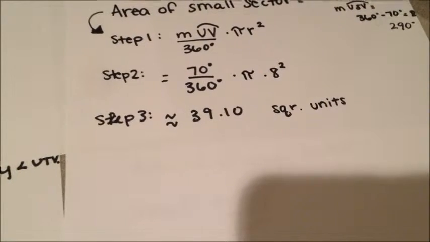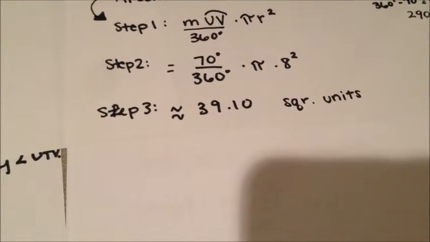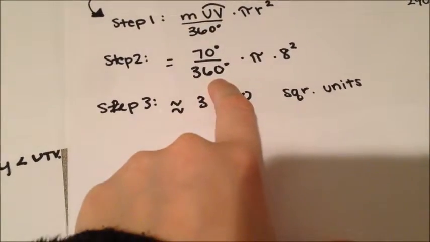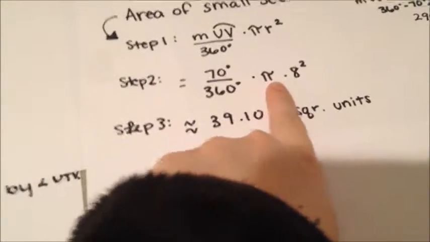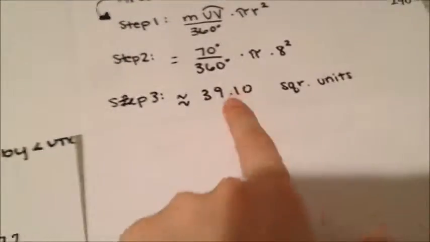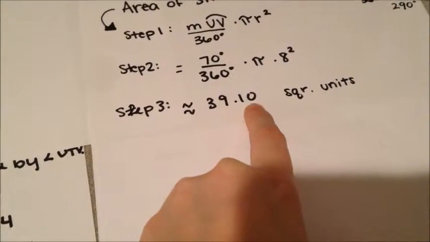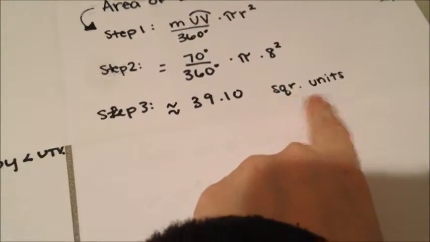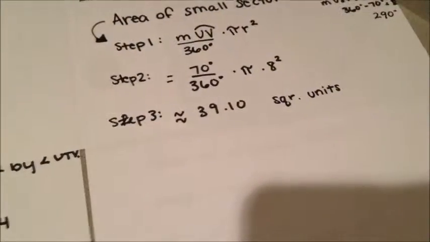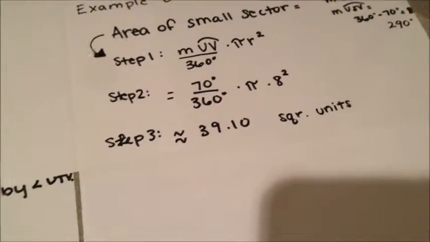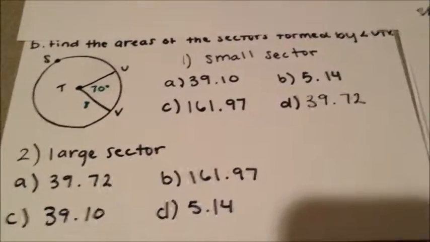So you're going to substitute in this 8 for your radius squared. Then your last step is you're going to calculate it all. So you're going to do 70 degrees over 360 degrees in your calculator, multiply by pi, and then multiply by 8 squared. And you should get 39.10. They didn't give us units, so we're just going to say square units or units squared. If they had given us units like meters, you would put m squared. So that is how you solve the small sector.